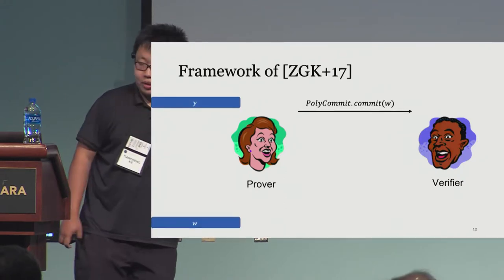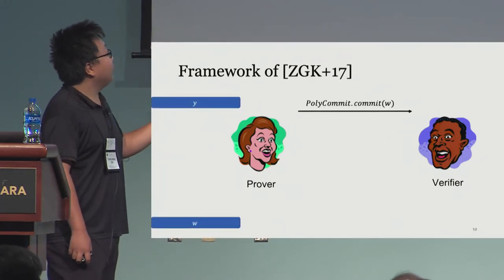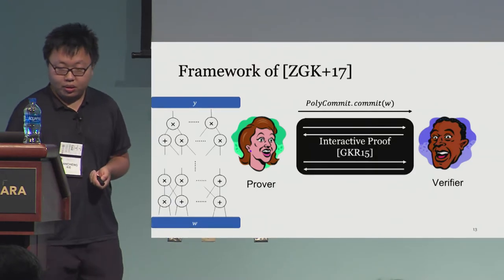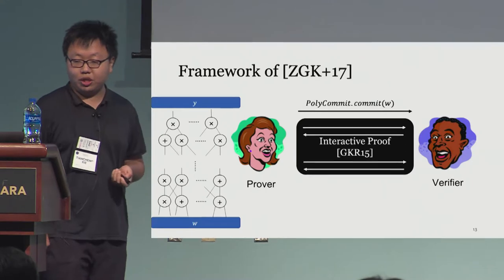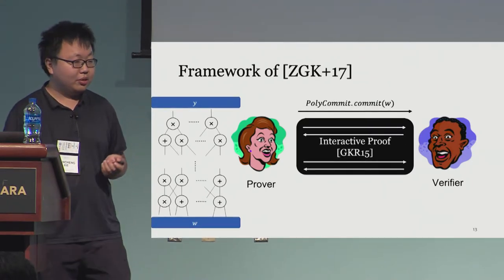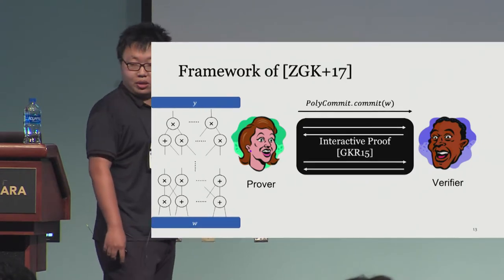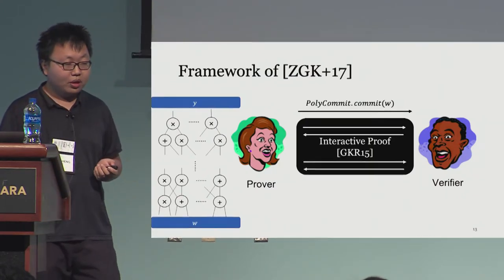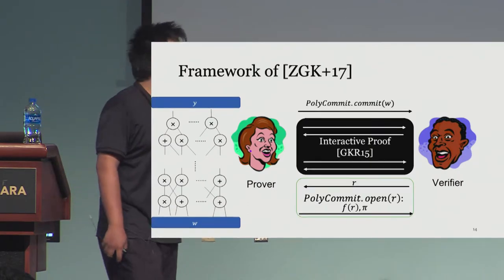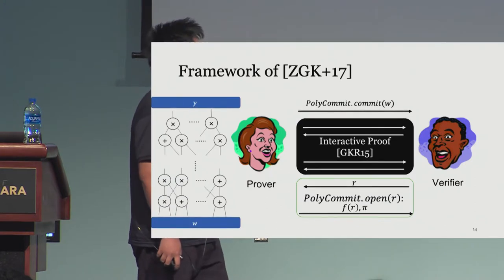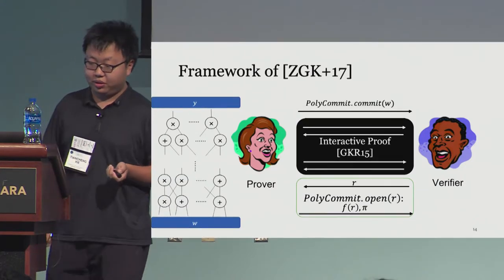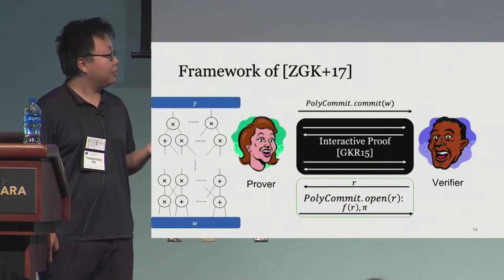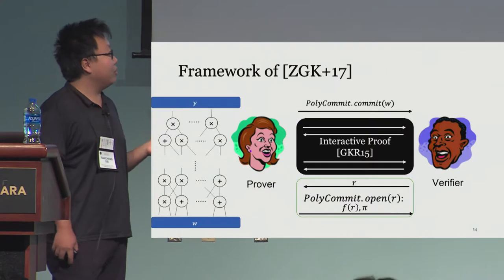So first, we have a witness, and the prover is going to commit to the polynomial that is defined by the witness. Then they will engage in an interactive proof protocol called the GKR protocol, a doubly efficient zero knowledge proof. This protocol will reduce the validity of the output Y to the validity of the committed polynomial defined by the input W. And finally, the verifier will send a random challenge to the input, and the prover will open the input polynomial at this random point with a proof of correctness. This completes the whole framework.